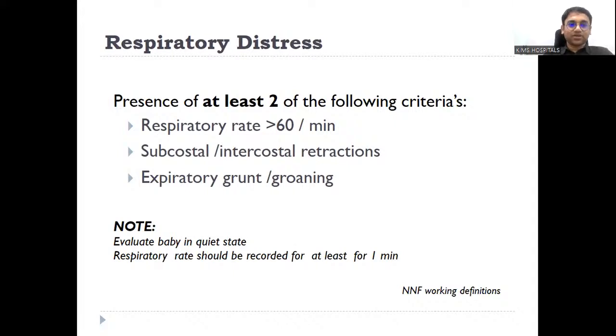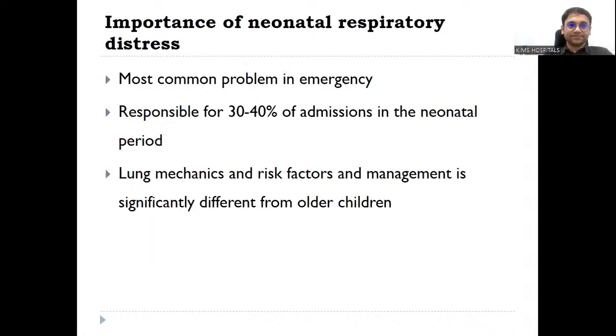And they have subcostal and intercostal retractions, because in order to maintain the equatorial pleural pressure, they want to use more accessory muscles to open up these collapsed alveoli, so that can lead to the subcostal and intercostal retractions. And they try to experience a partially closed glottis in order to develop the inherent PEEP, that may be around 3 centimeters of water, so that presents as grunting. So out of the three criteria, if two criteria are present in a baby who is in a quiet state, after recording the respiratory rate for 1 minute, then this is called respiratory distress.